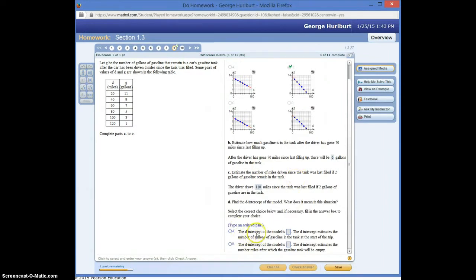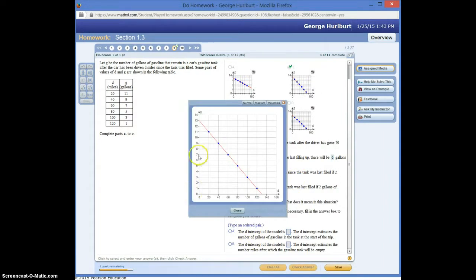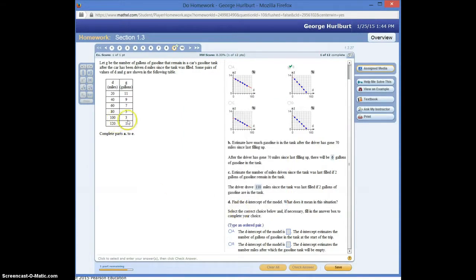All right, the D-intercept. The D-intercept is where we're going to cross the D-axis. So this is the D-axis. So it looks like we cross at 130. And again, that kind of makes sense over here too, because every time we go 20 miles, we lose 2 gallons. So if I want to lose 1 more gallon, I've got to go 10 more miles.